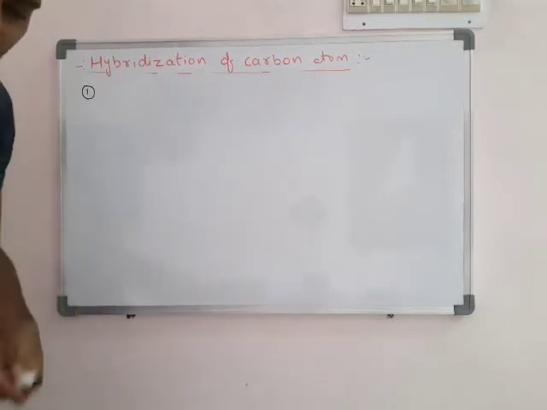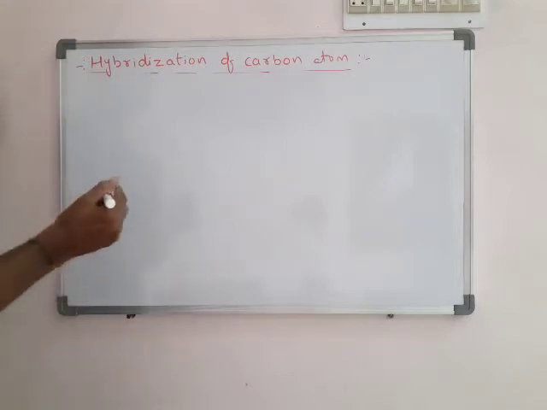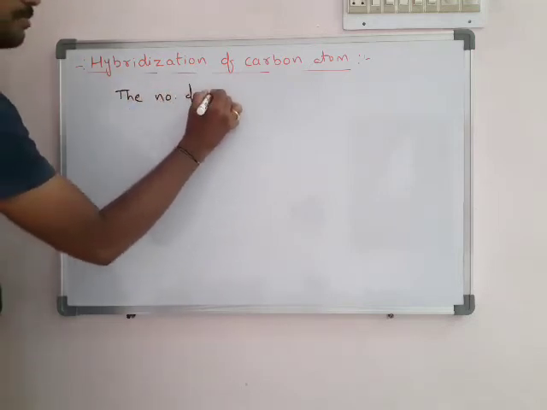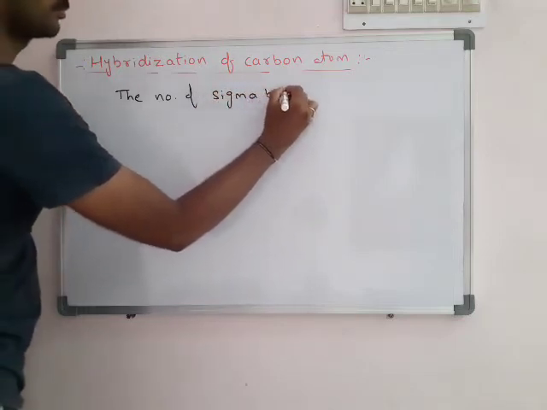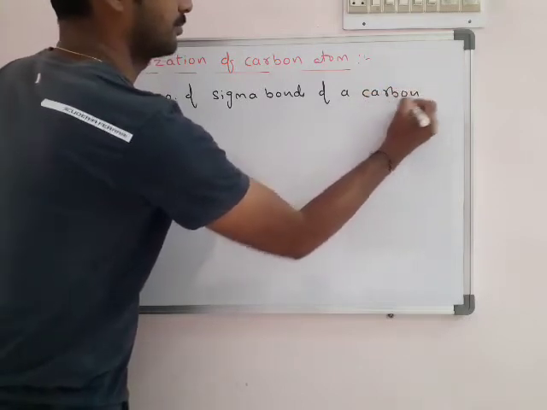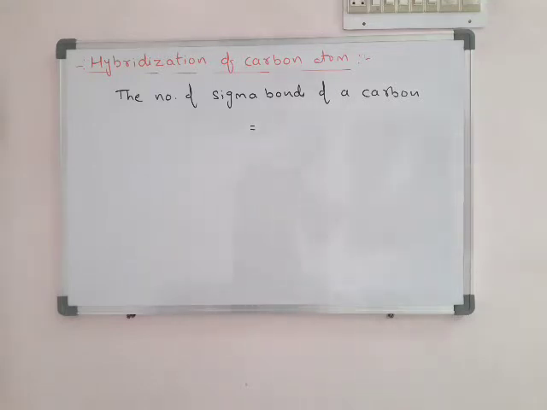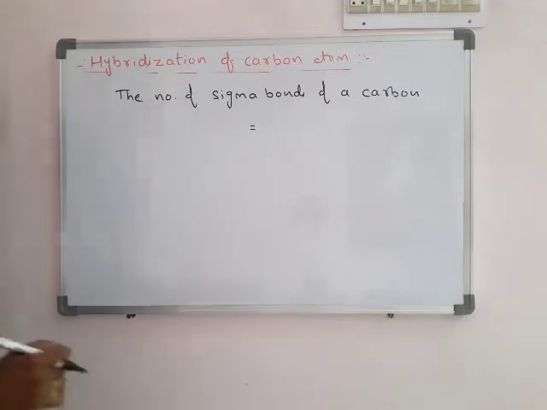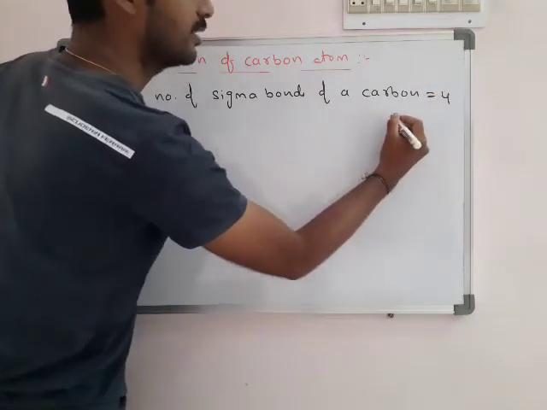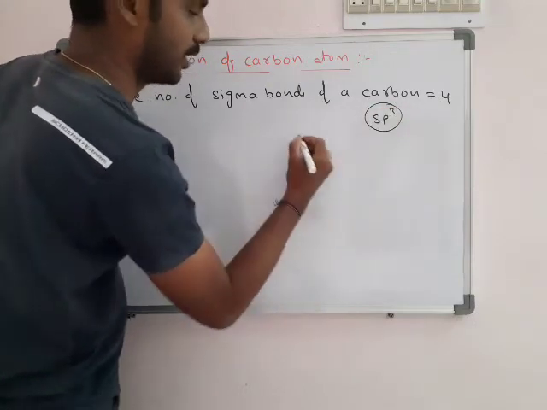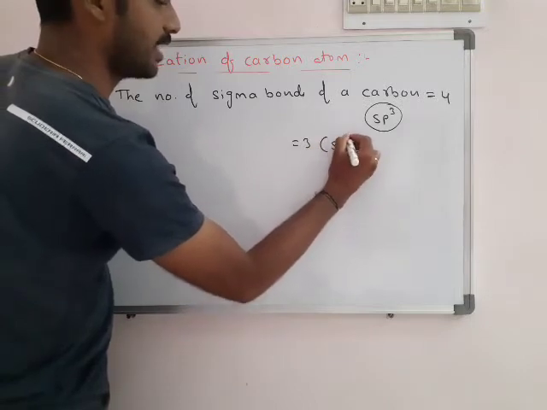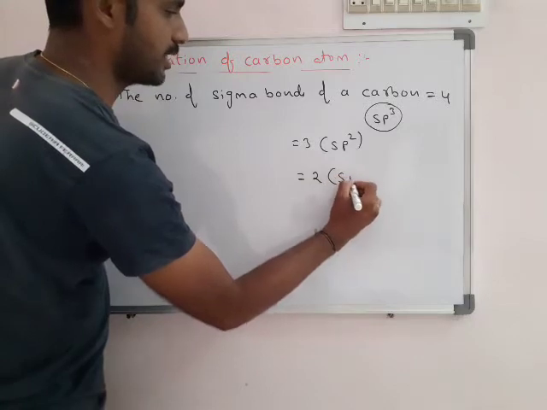First we see what the method involves. Here we calculate the number of sigma bonds of a carbon. If the number of sigma bonds is equal to 4, then that is sp3 hybridization. If the number of sigma bonds is equal to 3, that is sp2 hybridization. If the number of sigma bonds is 2, that is sp hybridization.